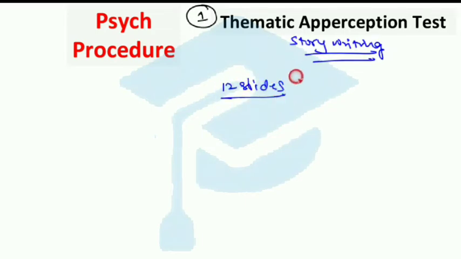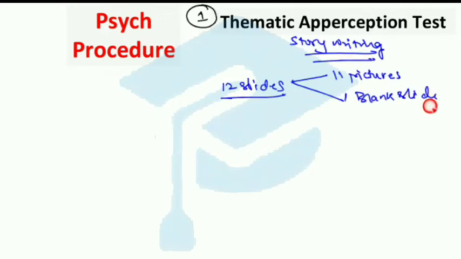Popularly known as the story writing test. In this test, you are shown 12 slides wherein there are 11 pictures and 1 blank slide. There are 11 pictures and 1 blank slide.